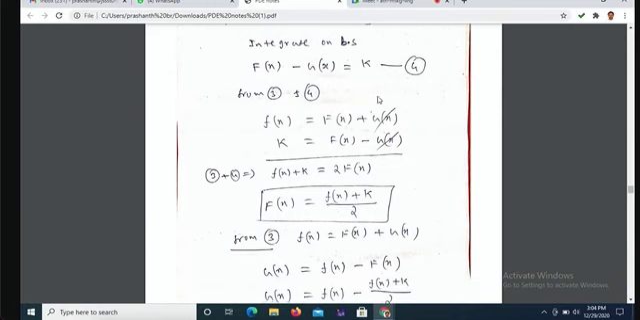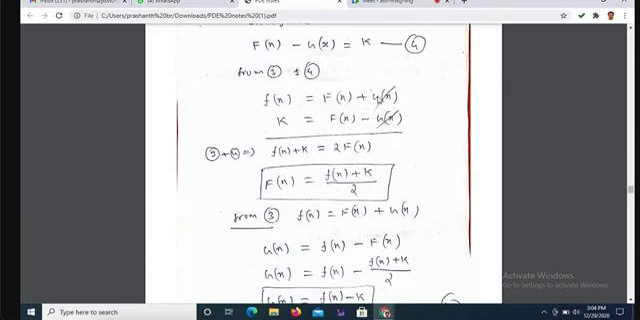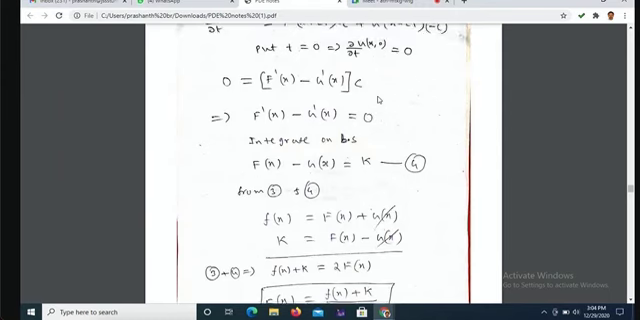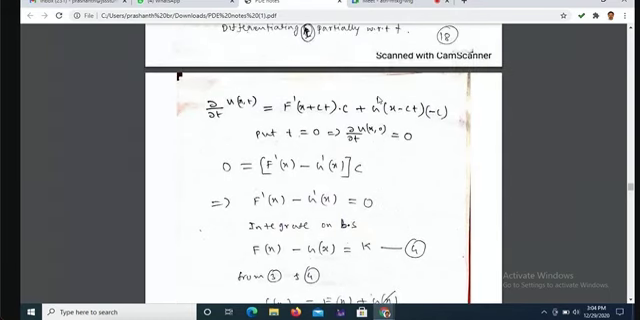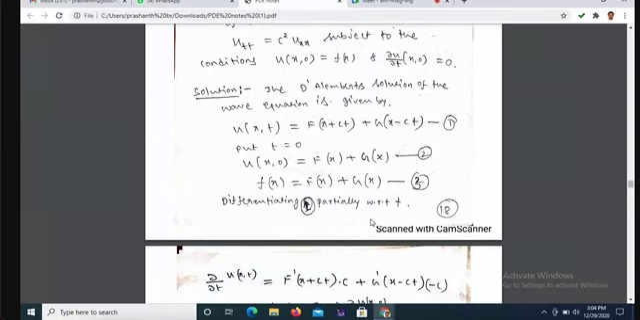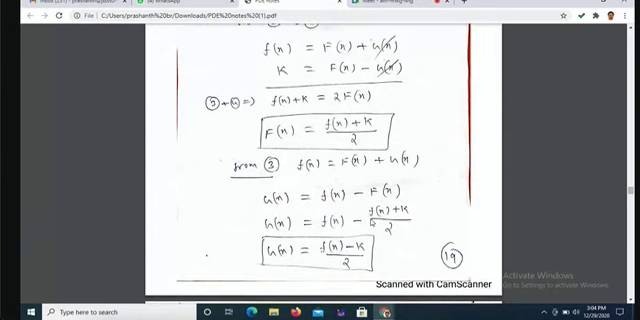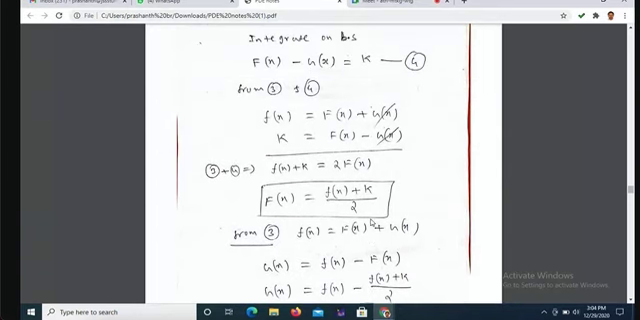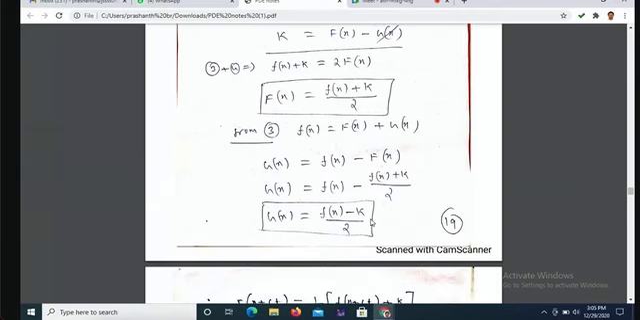Now come to equation 3. What do you have in equation 3? Small f of x is equal to capital F of x plus capital G of x, right? That is equation 3. In that, you already have capital F of x, that is f of x plus k by 2. Substitute that in equation 3, so that you take LCM: 2f of x minus f of x is f of x minus k divided by 2, that is G of x.